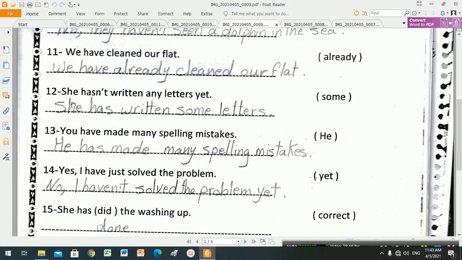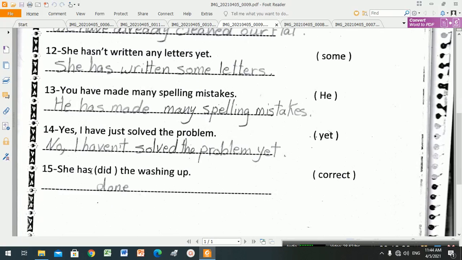Number 12, she hasn't written any letter yet. Here, between brackets, some. It's very easy because some comes with the affirmative sentence, and not the negative. So we will change this sentence from negative into affirmative. Here, she hasn't written any letter yet. She has, we remove not, written, and we change any into some. So the sentence will be, she has written some letters.